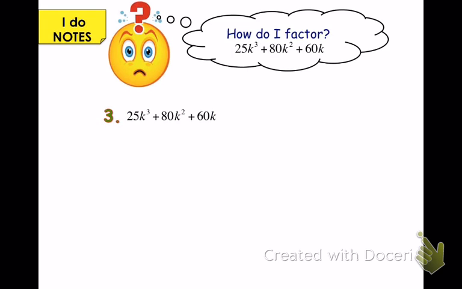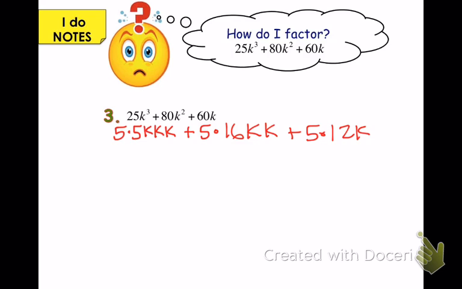So in this case, my GCF, these are all multiples of 5. So I'm going to go 5 times 5. In this case, they all have the variable k. So I'm going to write out the k's and factor out a 5 and a k. So in each of these, I'll be factoring a 5 and a k, a 5 and a k, and so on. So my GCF will be 5k on the outside.